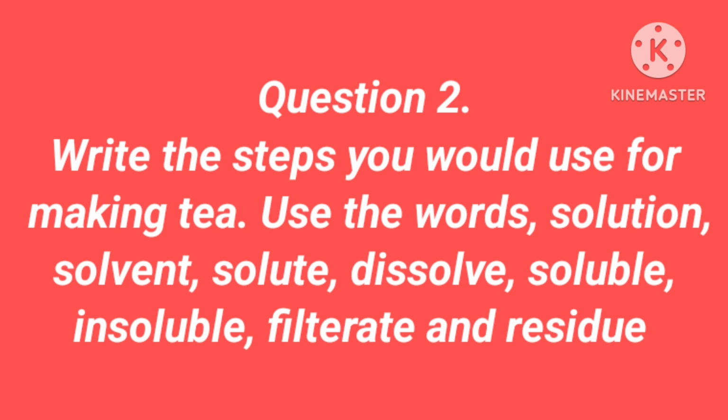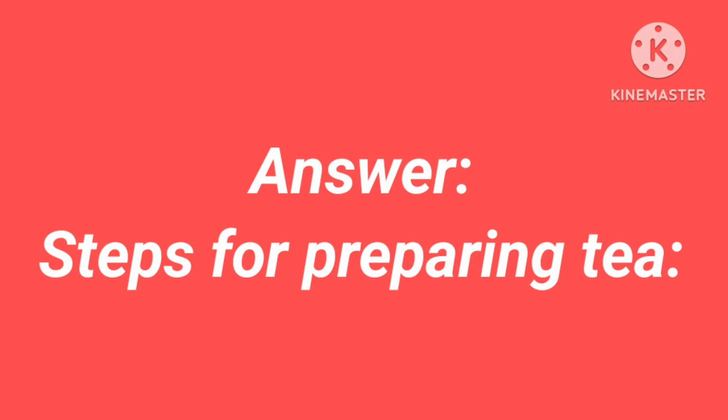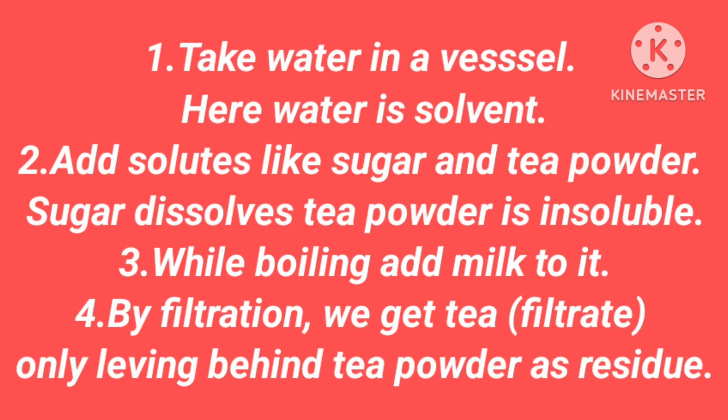Question number 2. Write the steps you would use for making a tea. Use the words solution, solvent, solute, dissolve, soluble, insoluble, filtrate, and residue. Before going to explain this, you should know what you mean by solution. Solution means it is a mixture of solute as well as solvent. The answer, first one is taking water in a vessel.